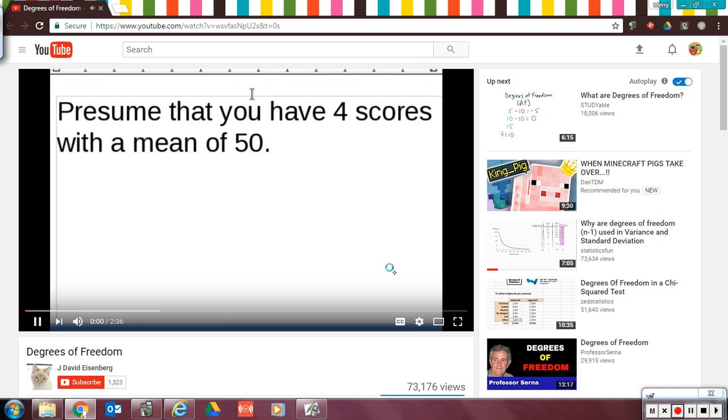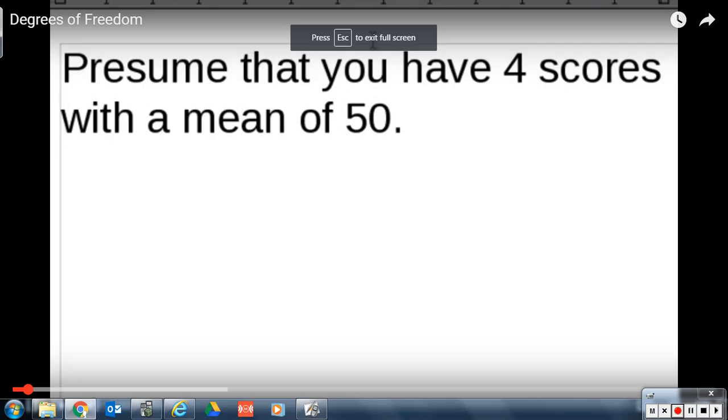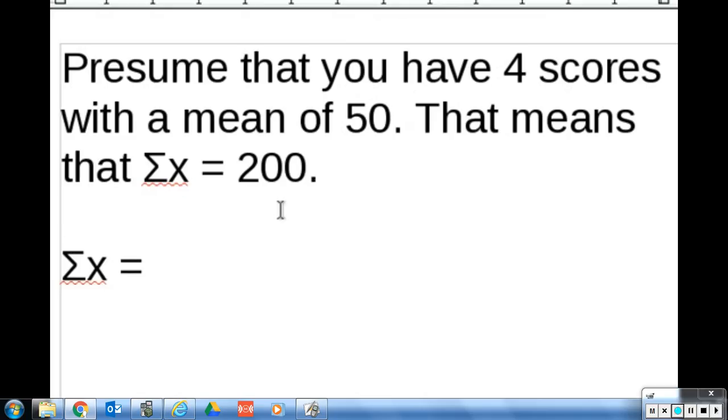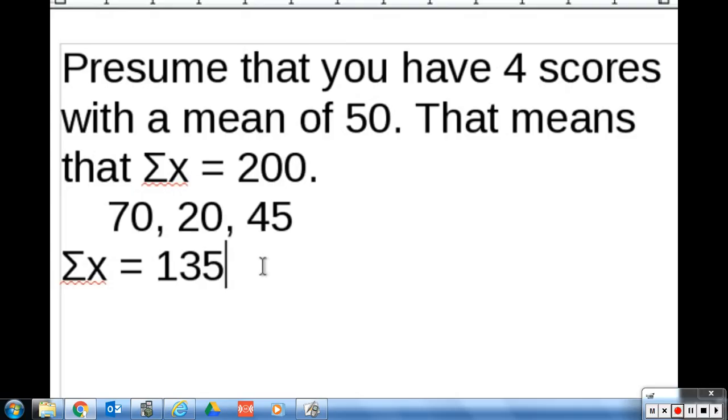Here we go. This is an introduction to degrees of freedom. The easiest way to understand the concept is to think about calculating an average, or a mean. Presume that you have 4 scores with a mean of 50. That means that the sum of those 4 scores has to come out to 200. So let's choose our first score. Well, it can be just anything we want. Let's say it's 70. So our running total at the moment is 70. Our second score can be anything we want. We're totally free to choose our second score. So let's say it's a 20, which brings our total to 90. Again, we're totally free to choose our third score, say 45, which brings us up to 135.